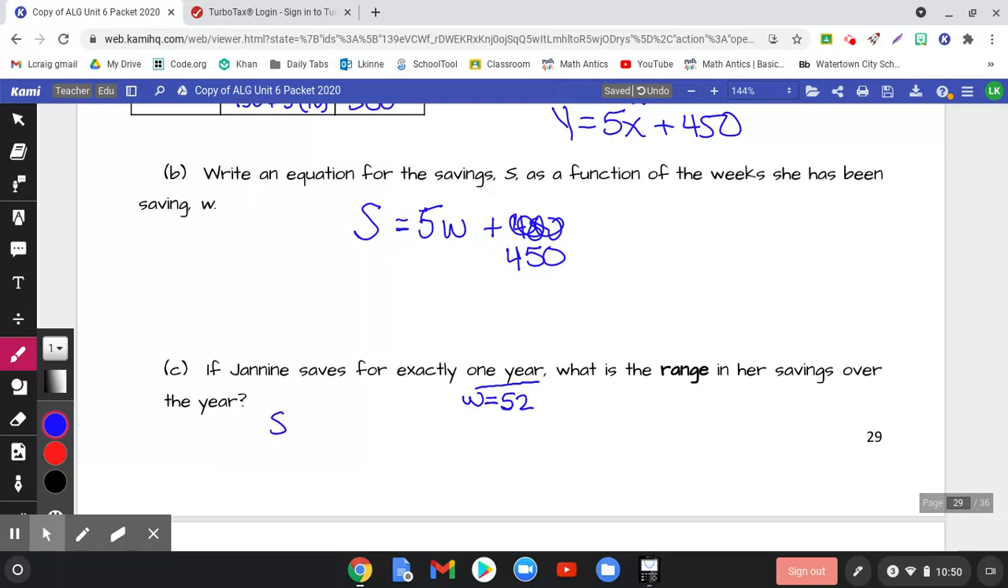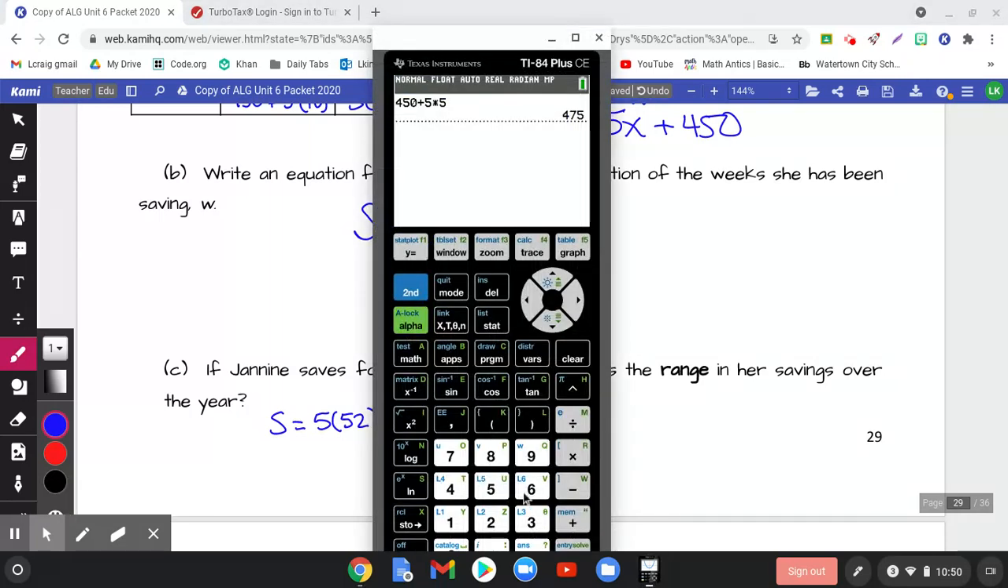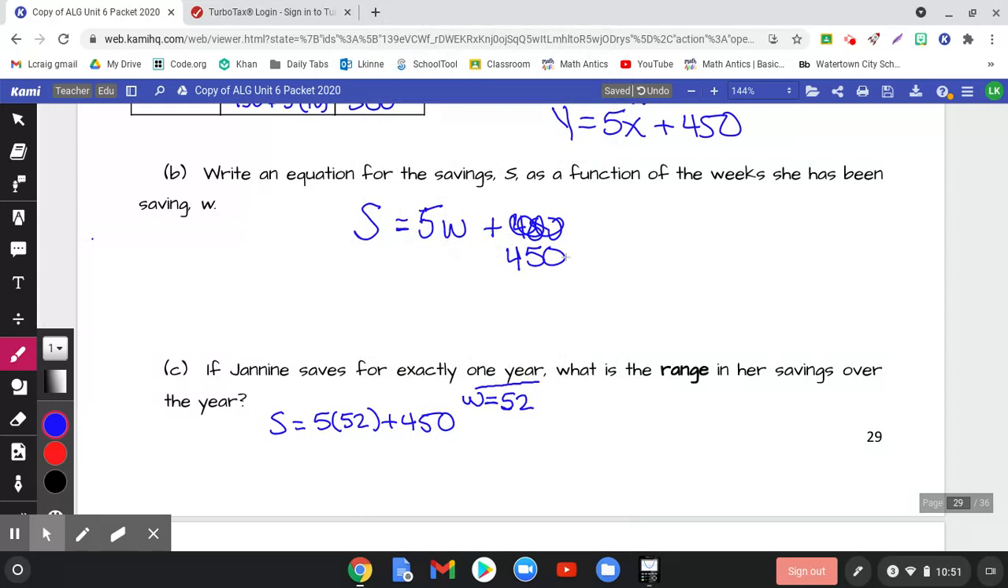So I'm going to take my formula, 5 times 52 plus 450, and I'm going to put it right into my calculator so I don't make any mistakes. 5 times 52 plus 450, 710. So in 1 year, she's going to be up to $710.